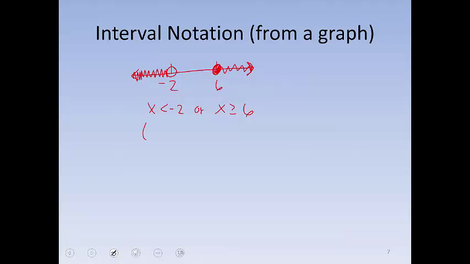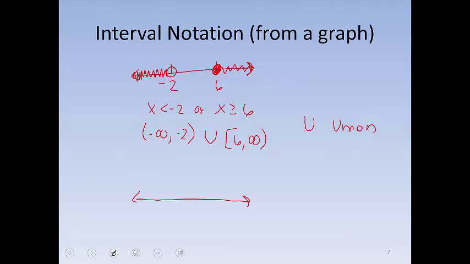So I'm going to write this one as coming from -infinity and getting up to -2, but not including it. And then it starts again at +6 and it goes all the way to +infinity. But what do I put in place of the word or? Well, we're going to use this symbol, which represents a union. It's a U for union.